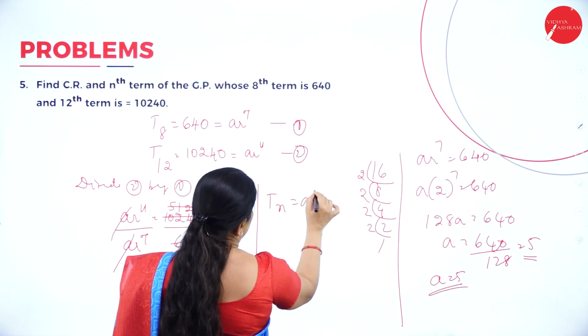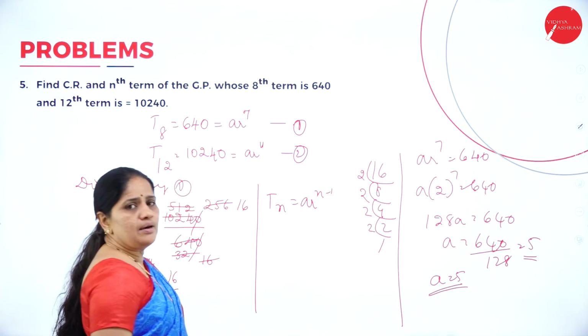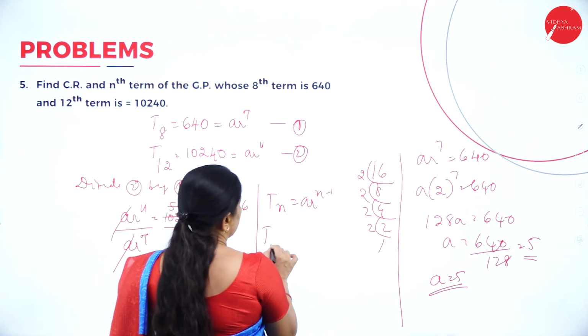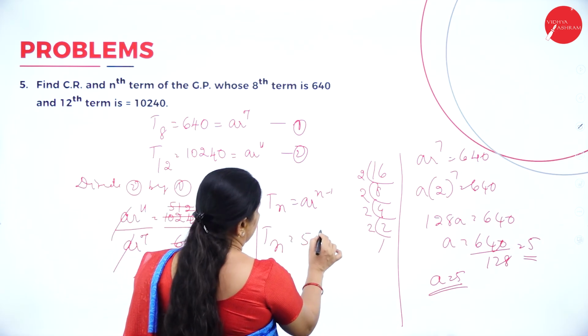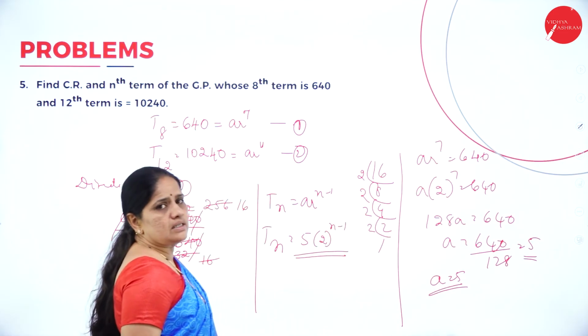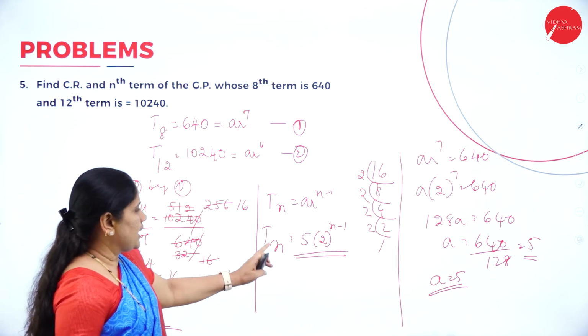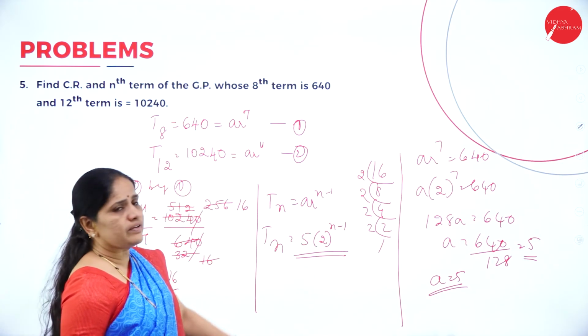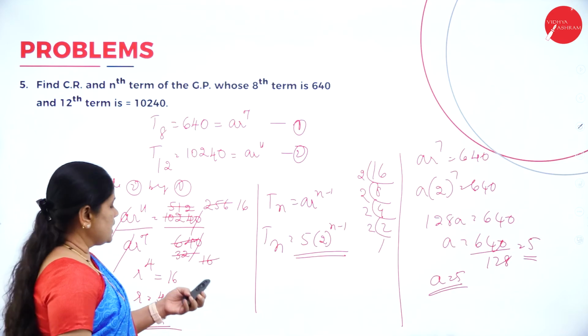Tn equals AR to the power of n minus 1. So Tn will be, what is A? 5 into 2 to the power of n minus 1 is the answer. So if they ask you to find the nth value, Tn will be 5 into 2 to the power of n minus 1. So that is the answer.